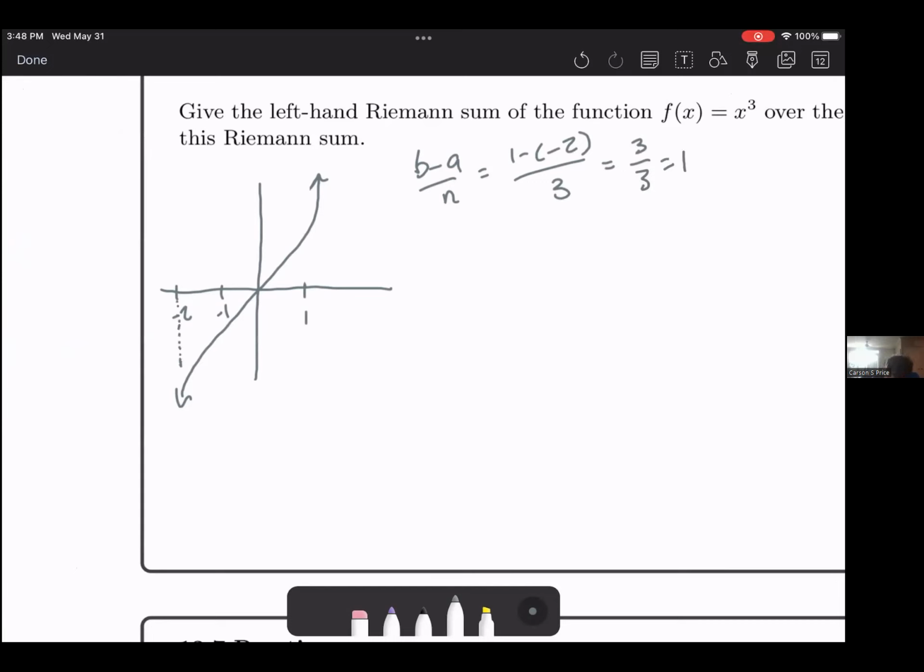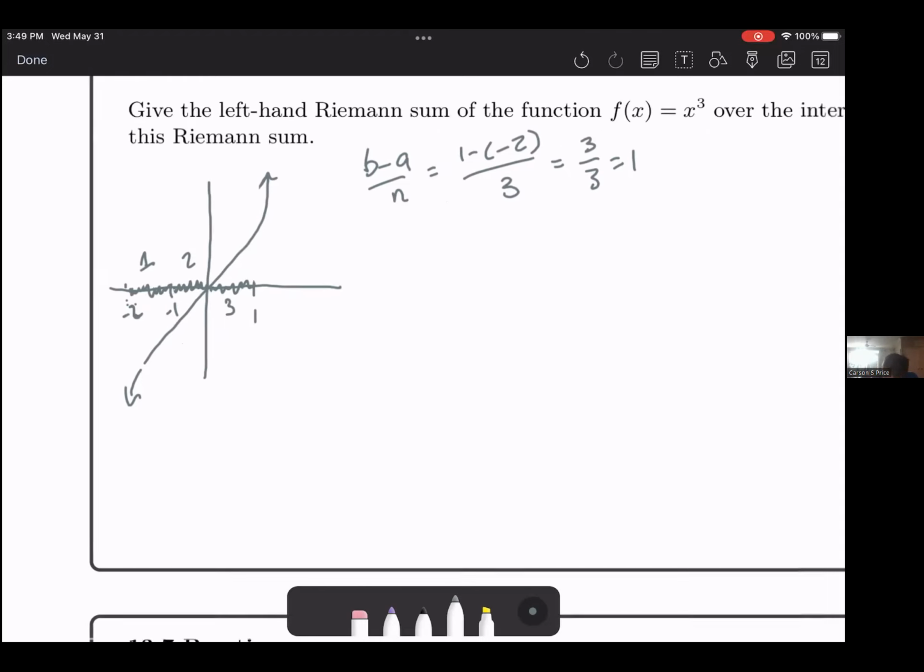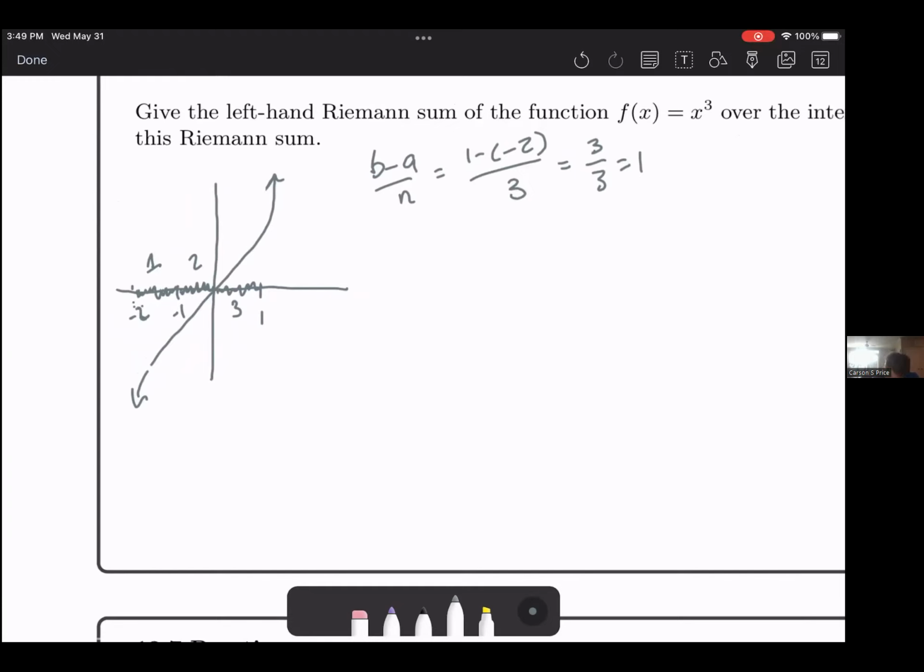Now that first rectangle, oops, hold on. We'll talk about that here in a minute. Okay, so the first rectangle is going to go from -2 to -1. The next rectangle will go from -1 to 0. And then our third rectangle will be over the interval 0 to 1. Now, does it say left hand or right hand? Give the left hand Riemann sum.